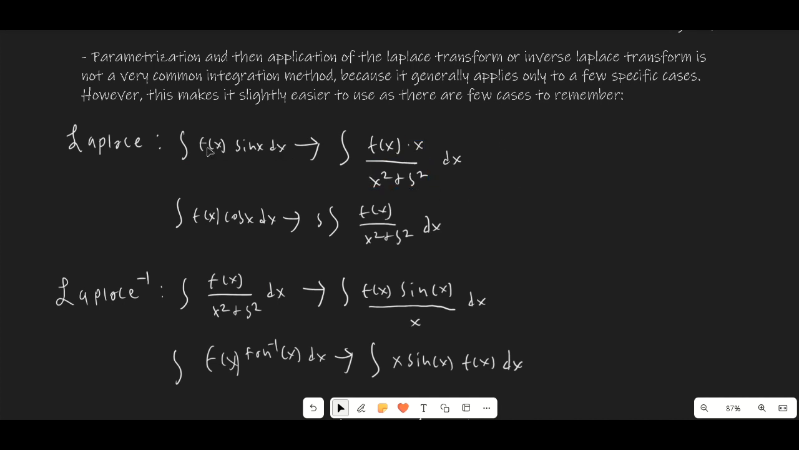So for example, if you had some natural log in your f of x and some other functions, then natural log does not work very well with sine of x, but it does work pretty well with x over x squared plus s squared, because we can go ahead and apply our generalized formulas for integrals of rational functions, or if f of x is just any rational function in general. And same thing with cosine of x, except we end up with an s outside and no x on the inside. And with the inverse Laplace transform, it's pretty much just going exactly in the opposite direction. So if we have some f of x over x squared plus s squared, we can convert it to f of x times sine of x over x, which is nice if our function of x is something that works well with sine of x.